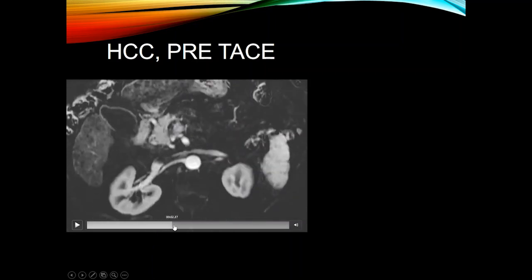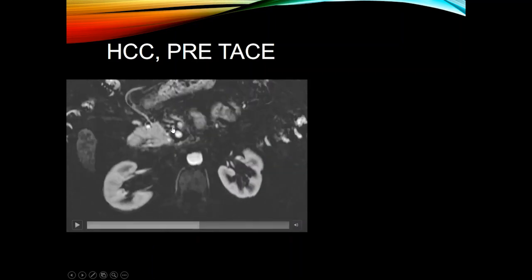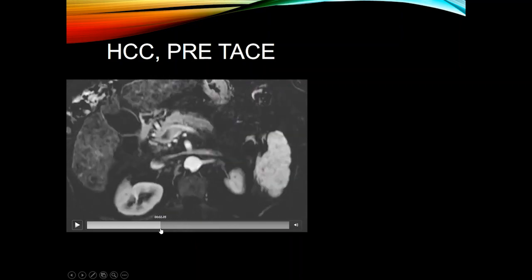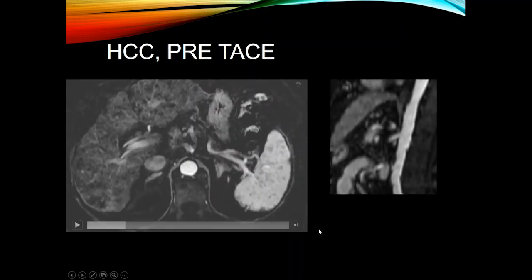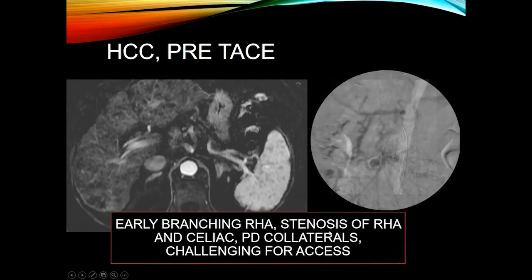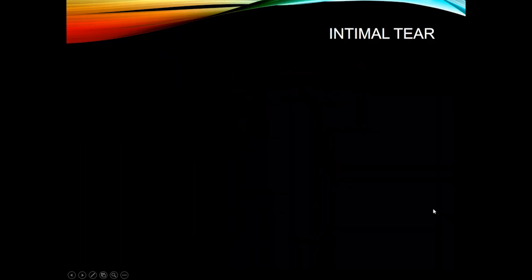Instead, to get there, the interventionalists will need to go through the SMA and through collaterals to get to branches of the hepatic artery. And although this seems extremely challenging and ambitious, the interventionists were able to use their guide wire and get into branches of the left hepatic artery to re-embolize that segment 4 lesion. So knowing this in advance is very important to determine whether they're even going to attempt this procedure.